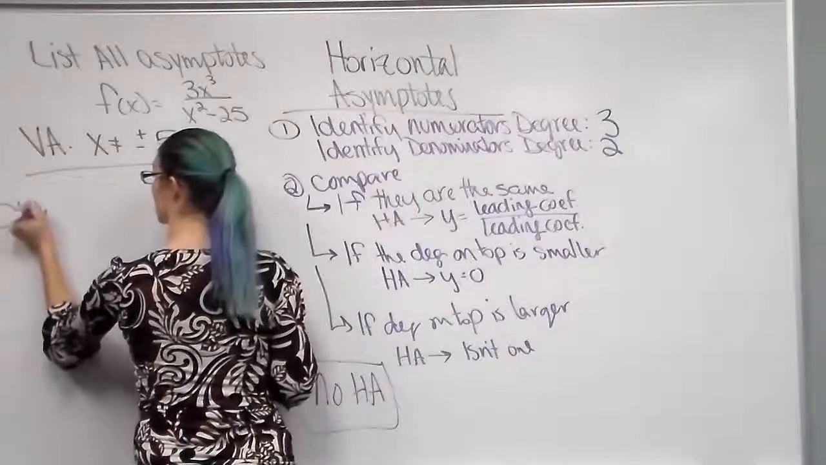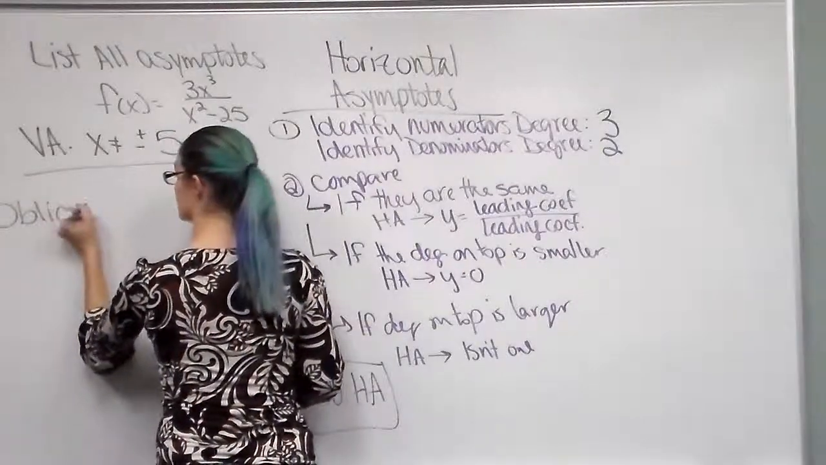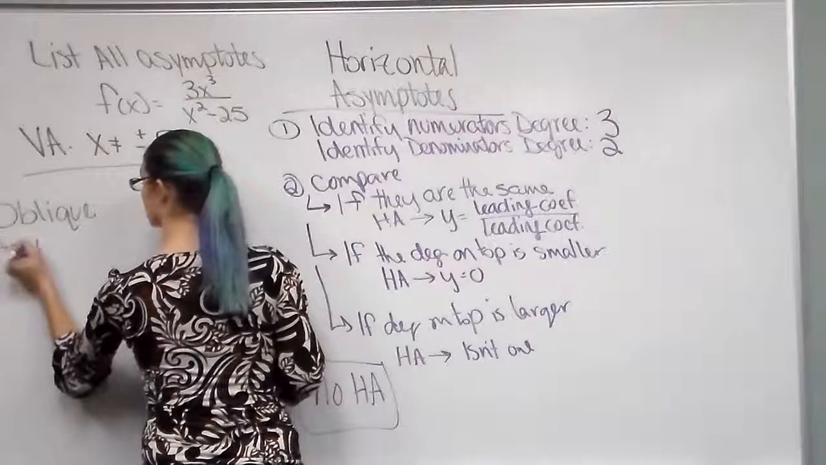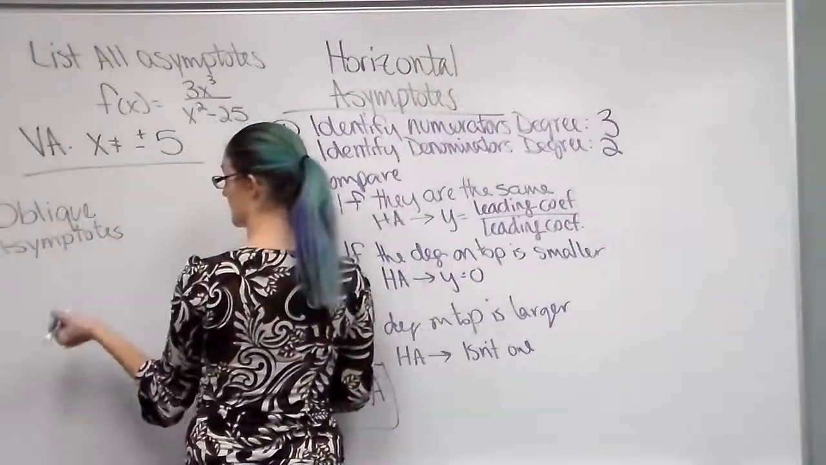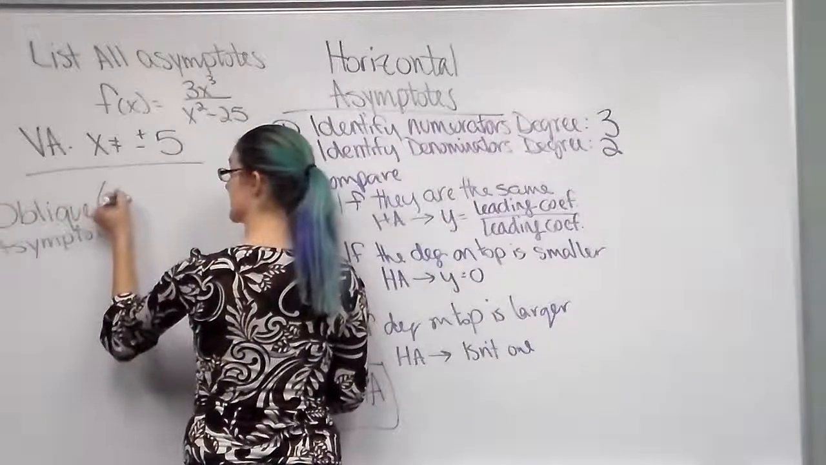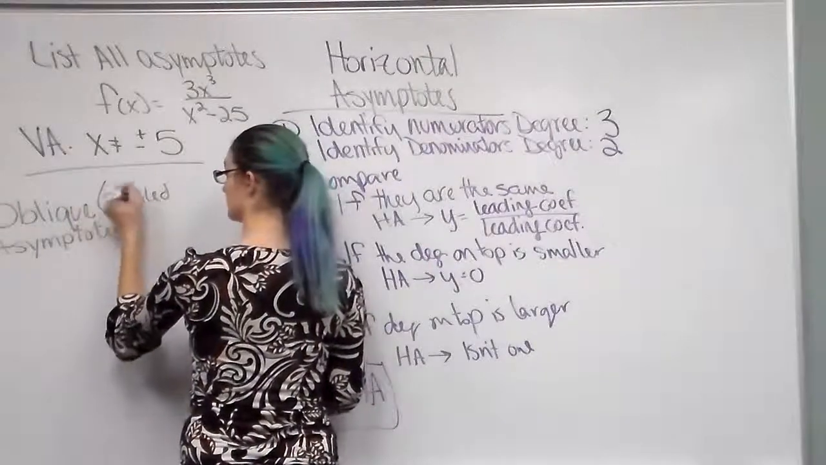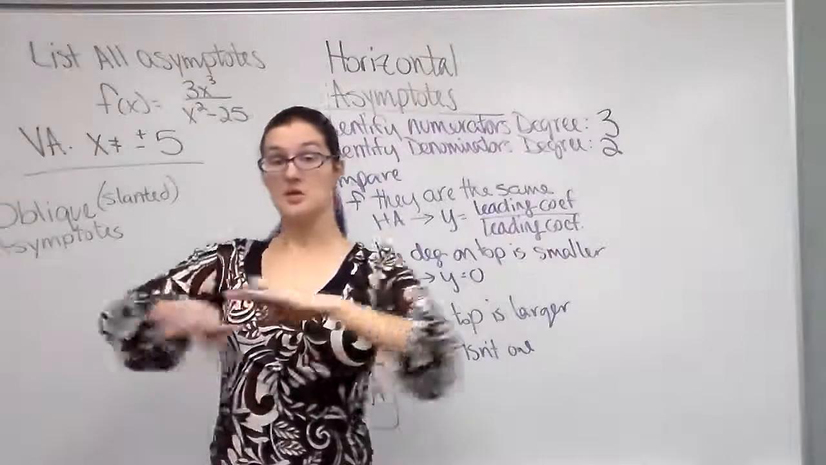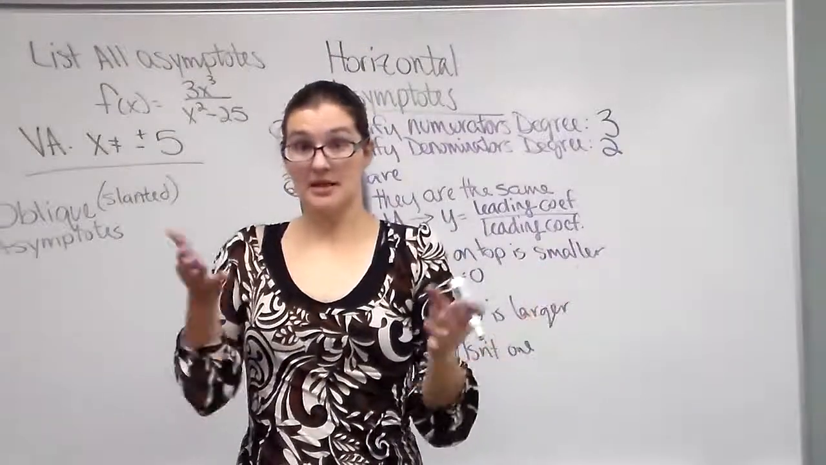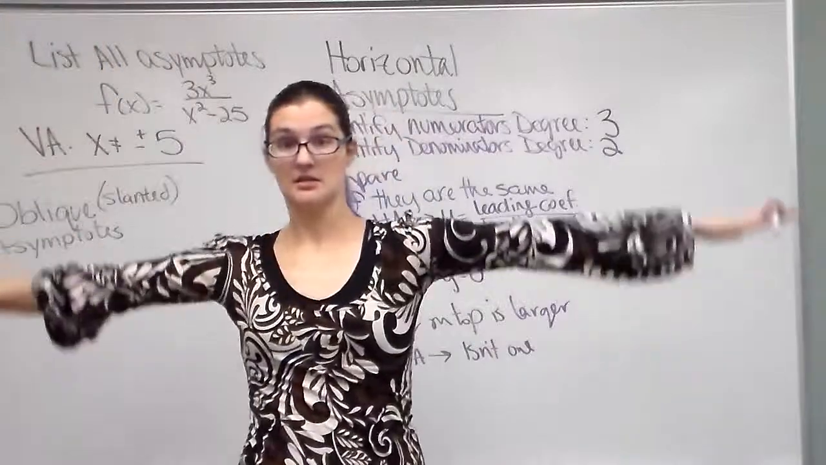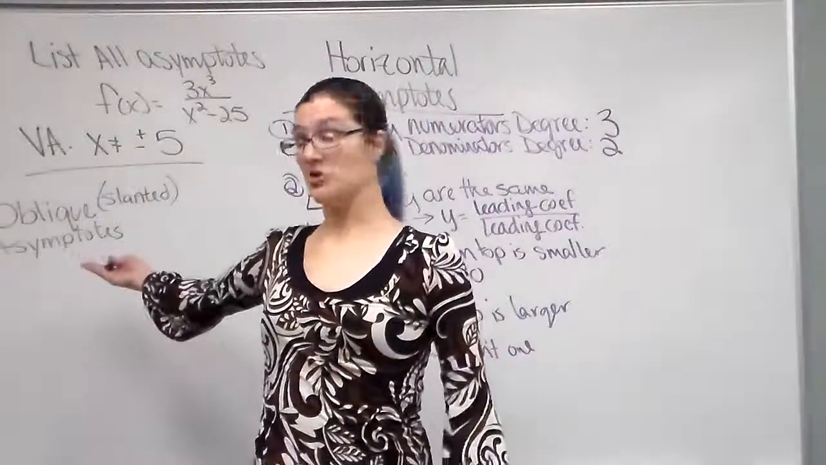Oblique asymptotes. Oblique means slanted. So we have the horizontal, we have the vertical, and if it's at any other angle but horizontal or vertical, that means it must be slanted. So that's going to be your obliques.